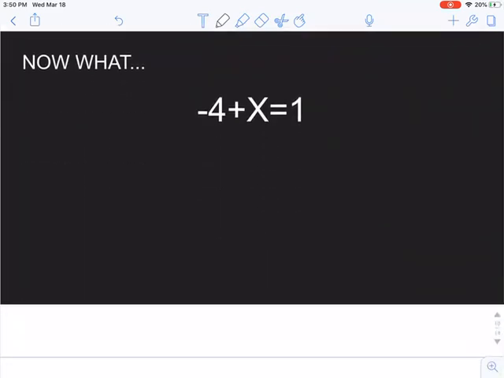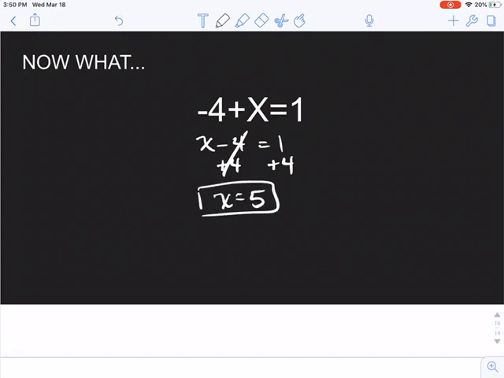Now this is a little bit different because we have a negative 4 out front and it's being added to x. So we can always rewrite this as x minus 4 is equal to 1. Okay, so the opposite thing to negative 4 is to balance that out, and you get 5.